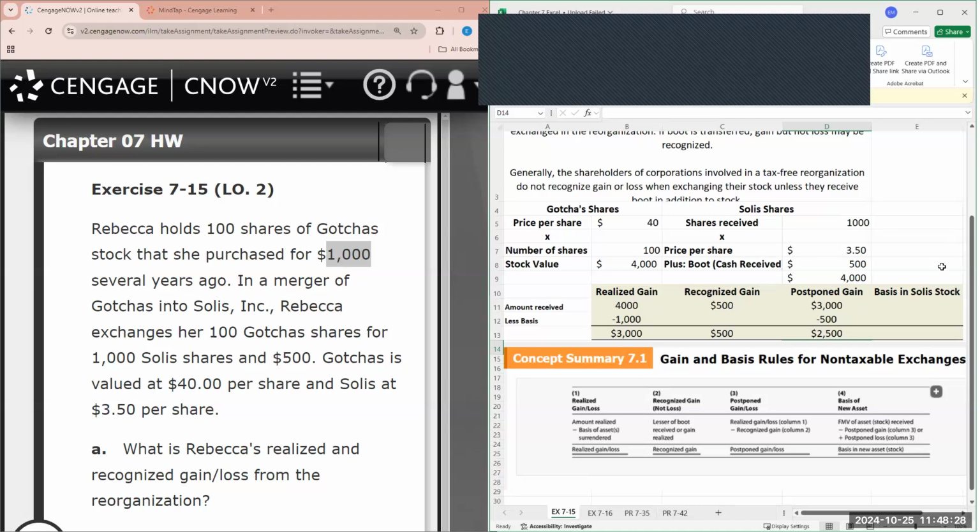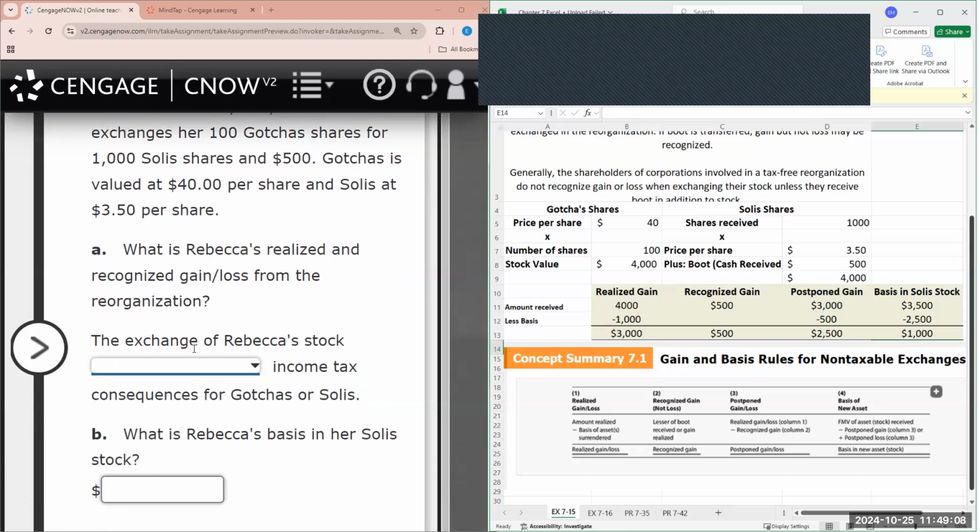All right. So now we move on to part 4. In part 4, what is the basis in the Solis stock? So the basis in the Solis stock is as follows: 1,000 shares, and each share is worth $3.50. So $3,500. From there, we subtract the postponed gain as calculated in column 3. So therefore, the basis in the stock is $1,000.